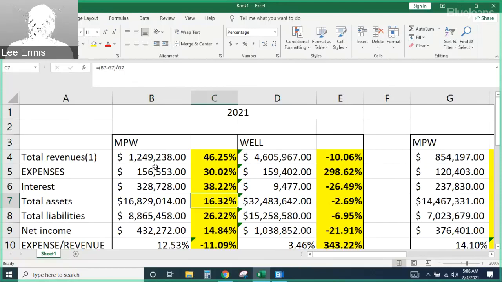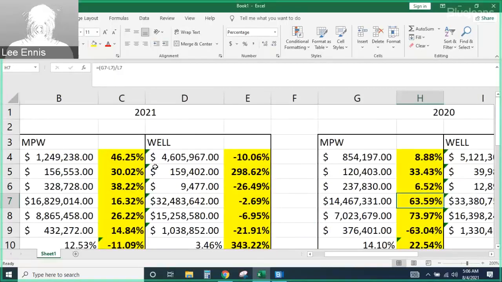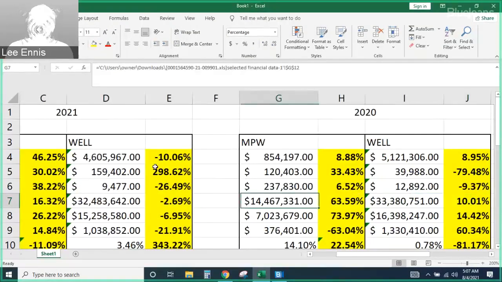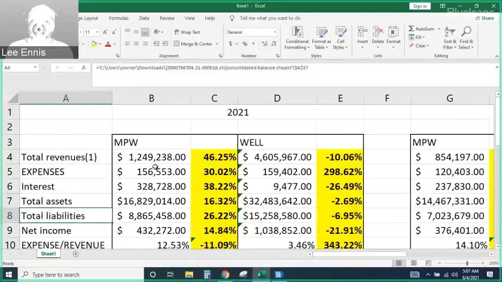But it is important to note, though, that MPW increased their assets 16% in 2021. Looks like they increased it almost 63%, which is a crazy number, in 2020, as Welltower increased 10, dropped 2. I have to imagine that this 2020 increase is going to be due to some sort of acquisition. They probably purchased another company and took on their assets.